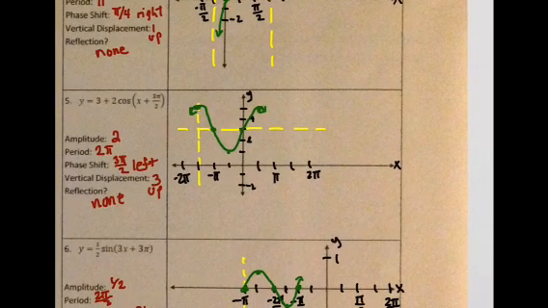Number 5. Amplitude is 2. You get that from here. The period is 2 pi over b, which is over 1, so it's 2 pi. Phase shift is 3 pi over 2 to the left. Why? Because that's a minus, so that means it moves to the left.